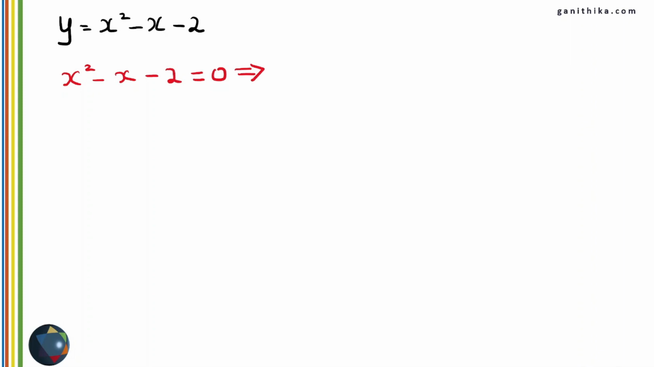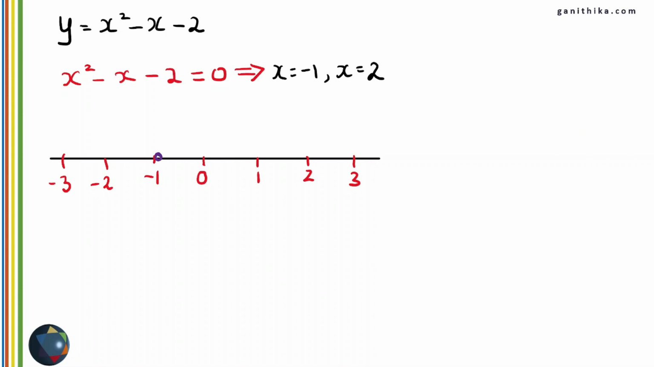So once you solve this equation, you get the roots as x = -1 and x = 2. Now make a number line. Mark these 2 points on the number line, -1 and 2. Once you mark this, now we are going to draw something called a sign diagram on this number line.